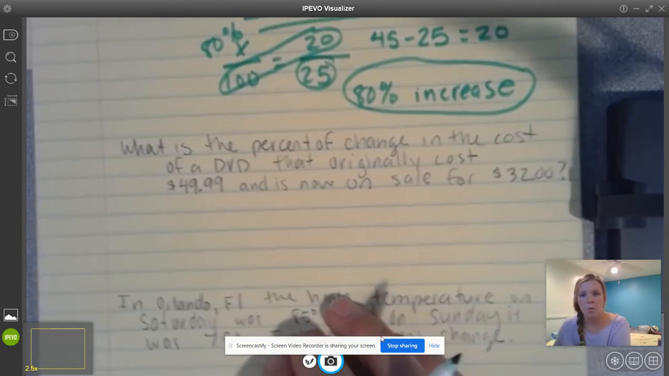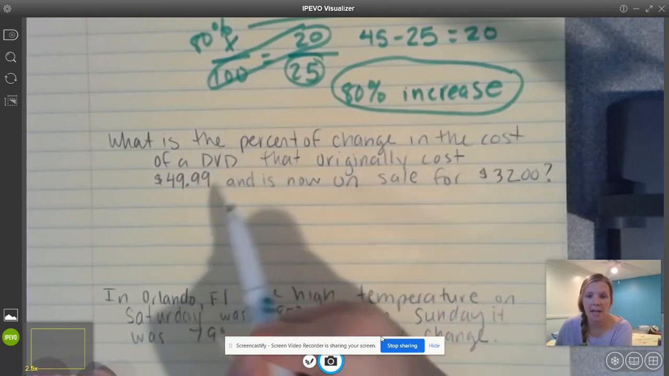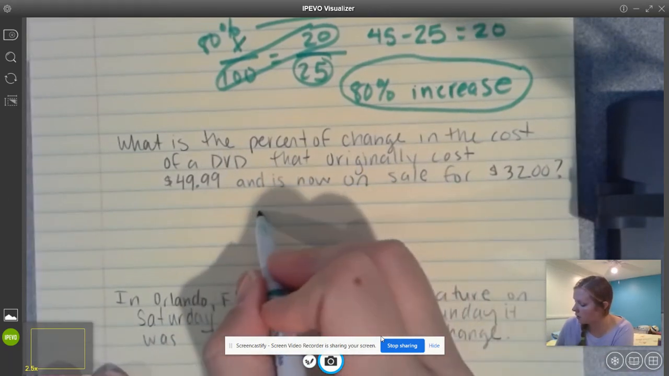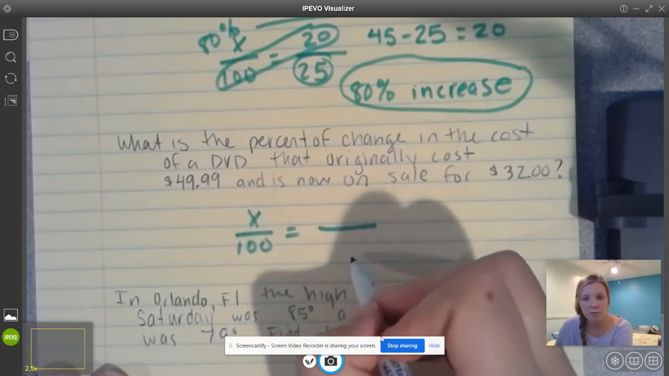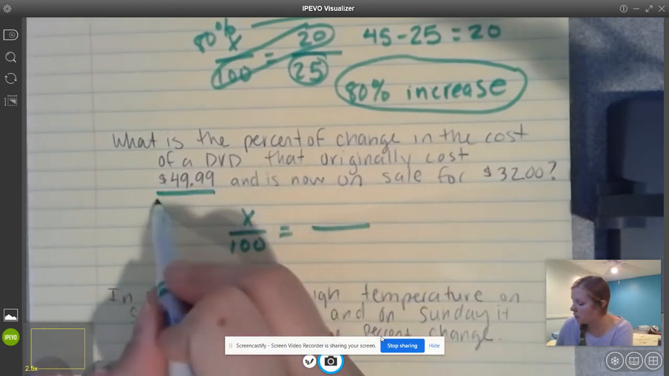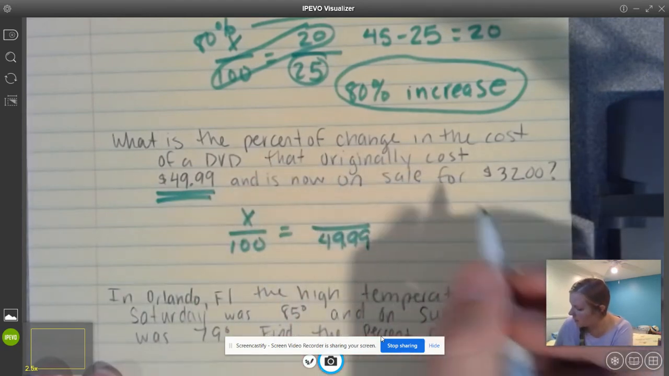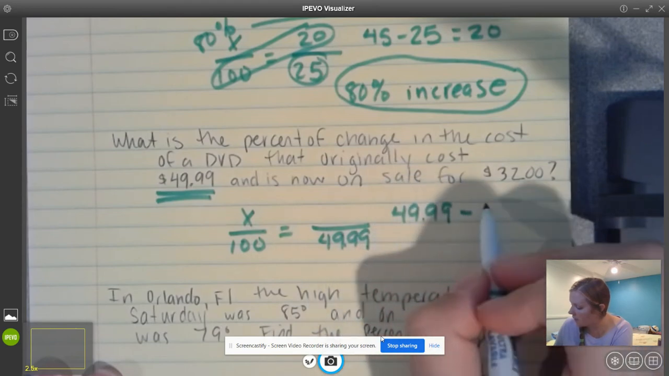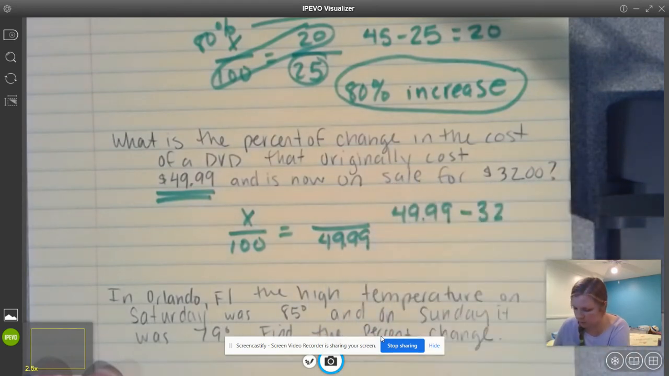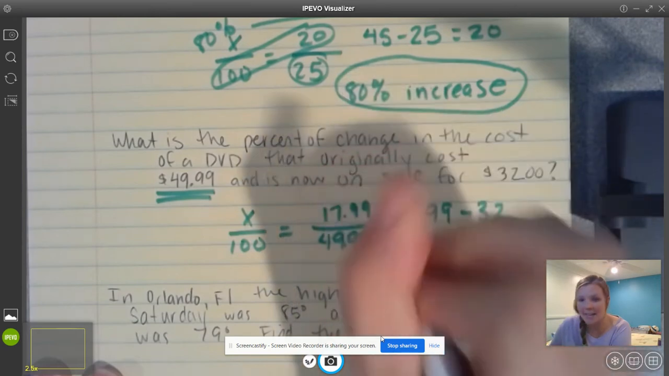For the next problem, what is the percent change in the cost of a DVD that originally cost $49.99 and is now on sale for $32? So again, percent over 100, the change over the original. The original price, you have to read the question, is $49.99, and it changed. We have to do the math. It was $49.99, and then it changed to be $32. $49.99 minus $32, it changed $17.99.